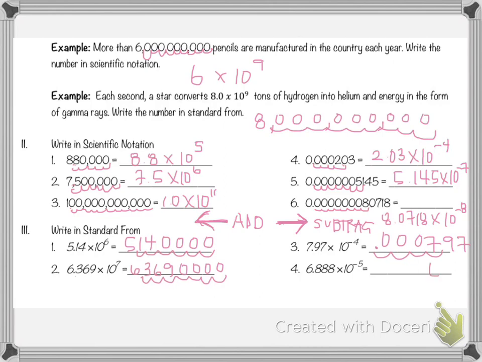Okay? So here we've got a 6, 8, 8, 8 times 10 to the negative fifth. So 1, 2, 3, 4, 5. Okay. So left, add; right, subtract exponents.